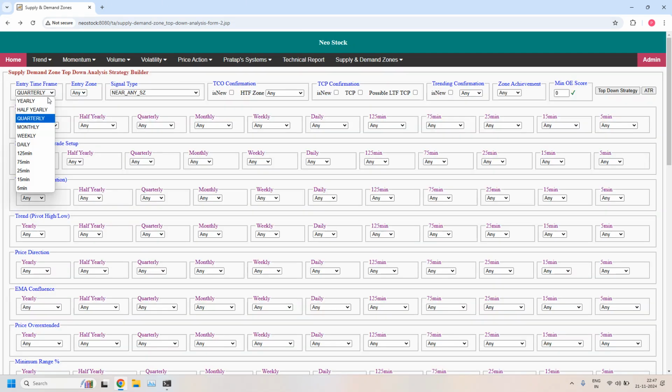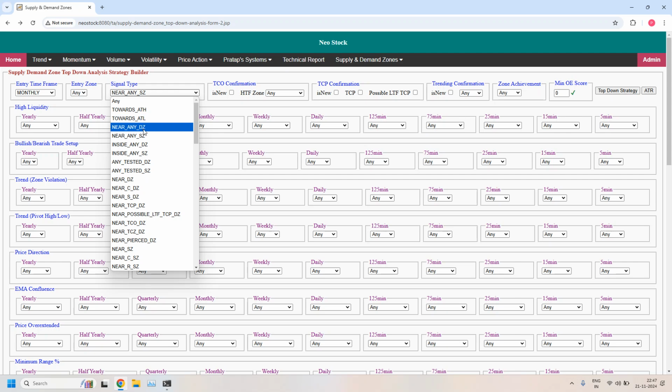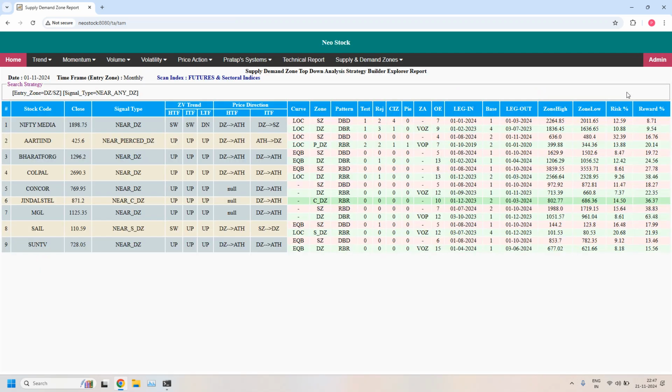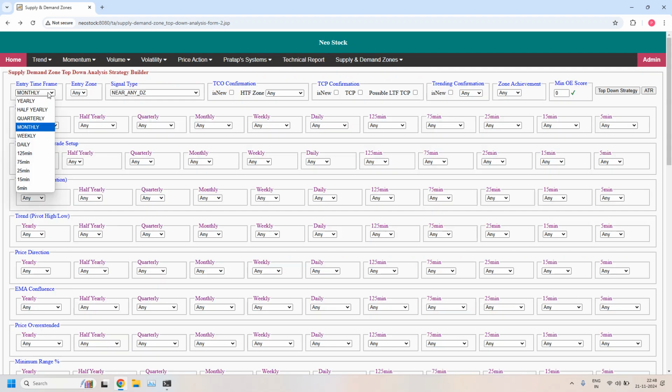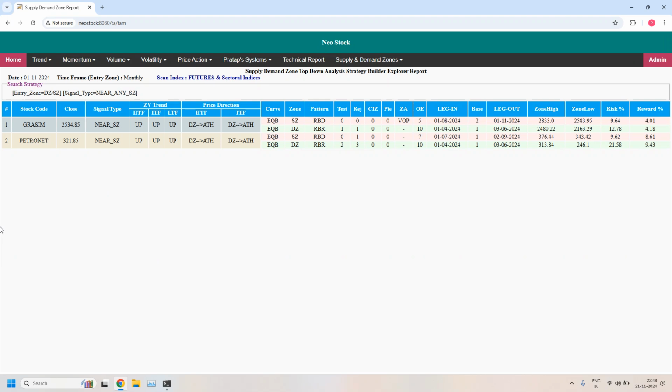Next time frame is monthly. Stocks near monthly demand zone. We got 9 stocks. Next, monthly time frame. Stocks near monthly supply zone. We got 2 stocks.